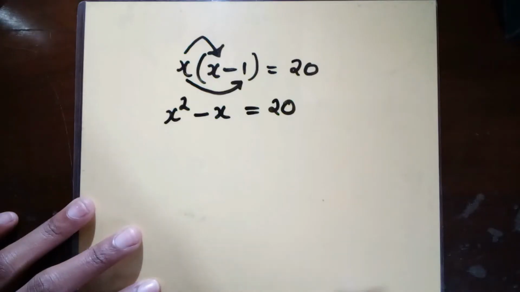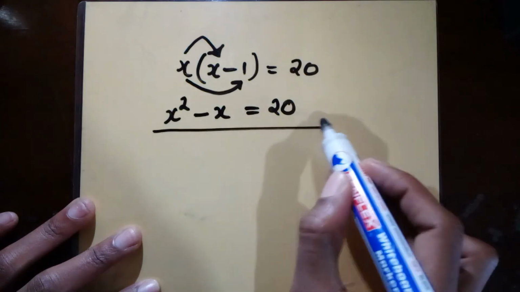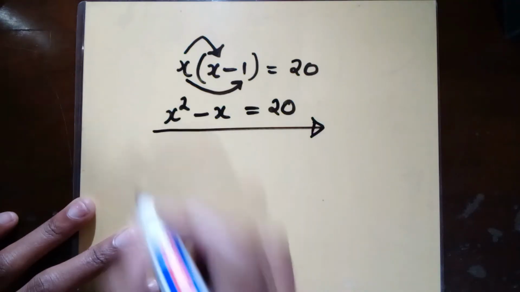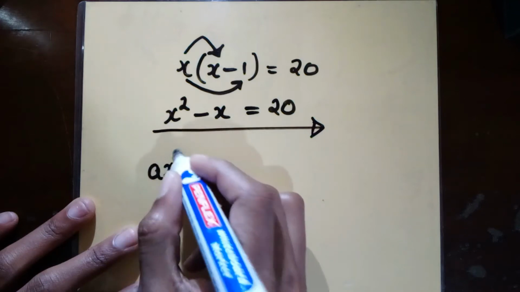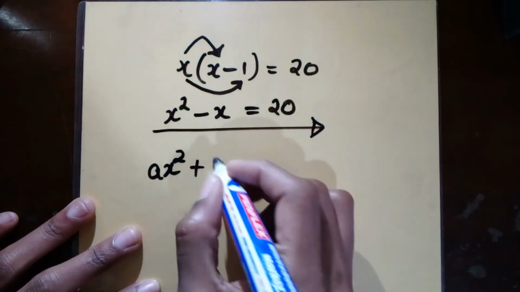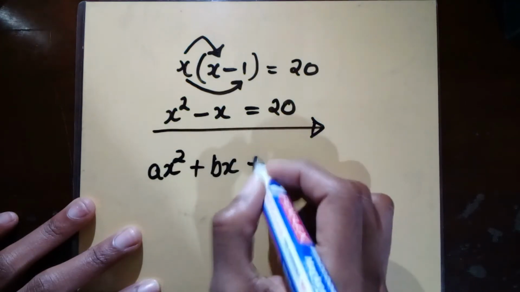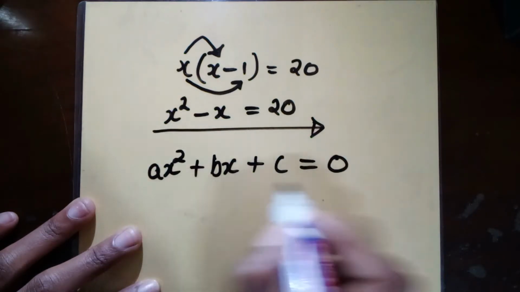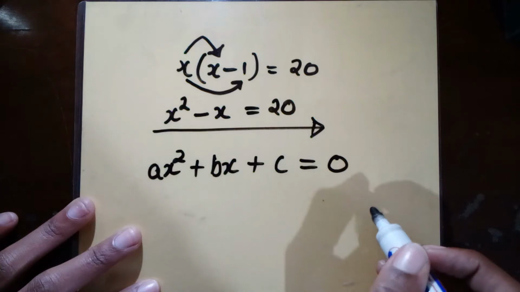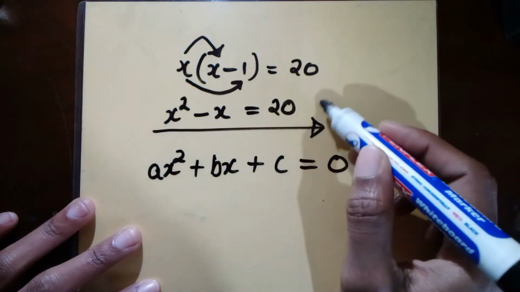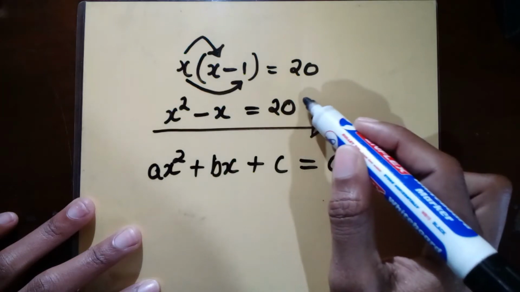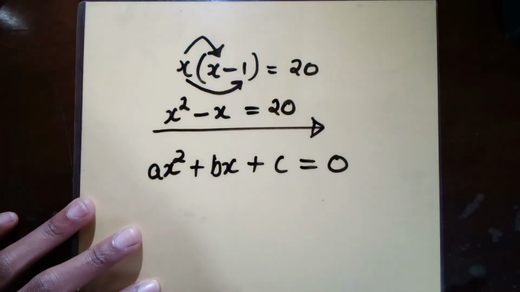We now have to rearrange this equation so that it takes the standard form. The standard form is given by ax squared plus bx plus c equals 0. So this is the standard form for a quadratic equation. And we can see that this equation is not yet in the standard form because we still have 20 on the right-hand side.